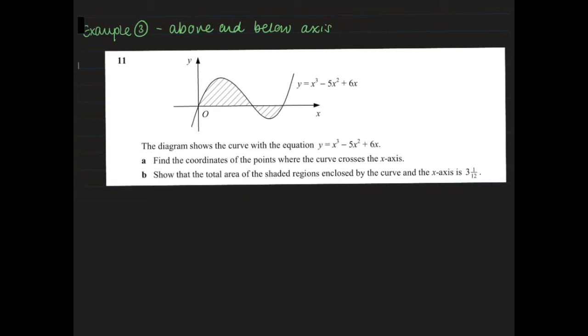So in example 3, we've now got the case where we've got a shaded area above and below the axis. So in the first part of the question, I need to find the points where the curve crosses the axis. So I put my function equal to 0 because where I cross the x-axis, I know that y is equal to 0.